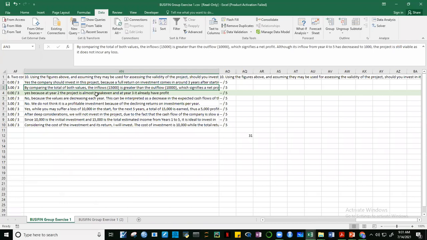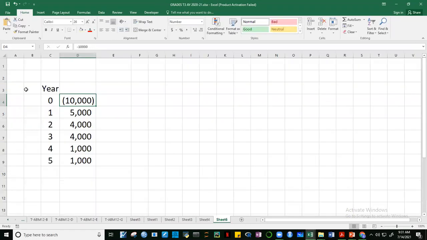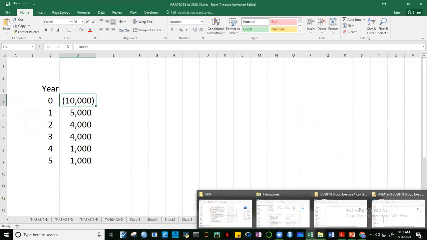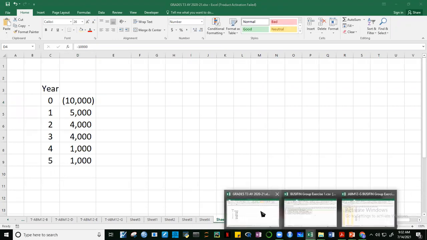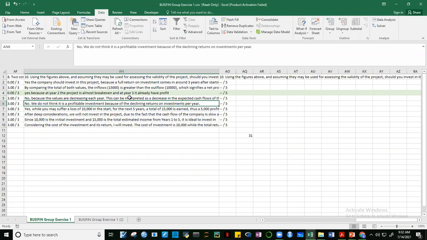Okay, how about the next one here? Okay, ganun din to, no? May break-even na raw sa year 3, parang pareho ng una, no? Tapos, ito naman, no naman to because the values are decreasing each year. Okay. So ito naman, no, kasi daw, ang returns bumababa 5, 4, 4, 1, 1. Okay. Sounds logical din naman, no? Kasi pababa na yung cash flows natin over time. Okay, so that was the answer to this question dun sa this group, no? Yun ang answer nila. Tapos ito, no, it's not profitable because ganun din, no? Similar to this one. No, because declining returns.